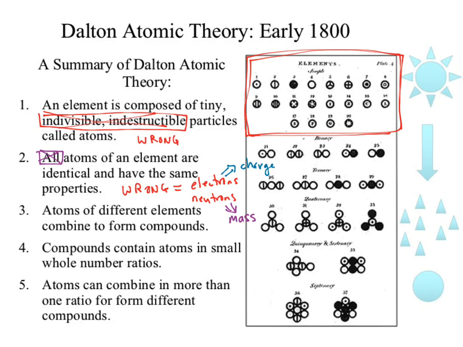This kind of goes back to, admittedly, a false statement. An element is composed of tiny indivisible particles. Compounds are composed of smaller particles known as atoms. Those atoms need to come in whole units into our compound. Just because I can further break down an atom doesn't invalidate the other steps. Make sense? Last one, atoms can combine in more than one ratio to form different compounds.